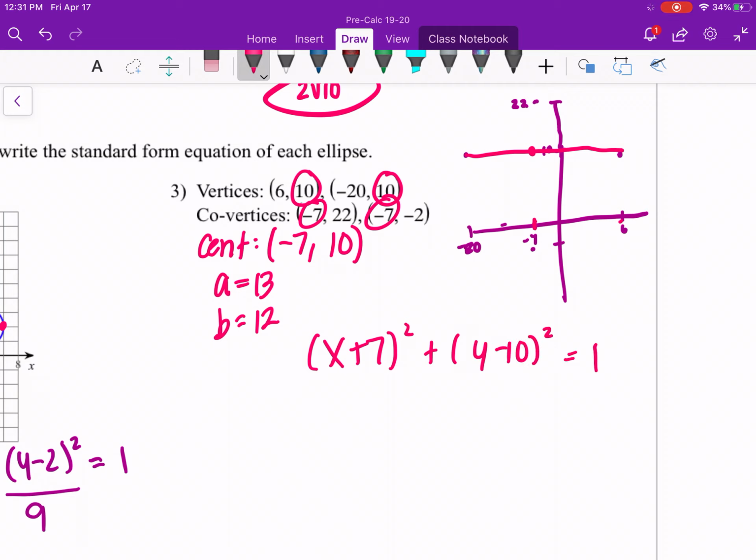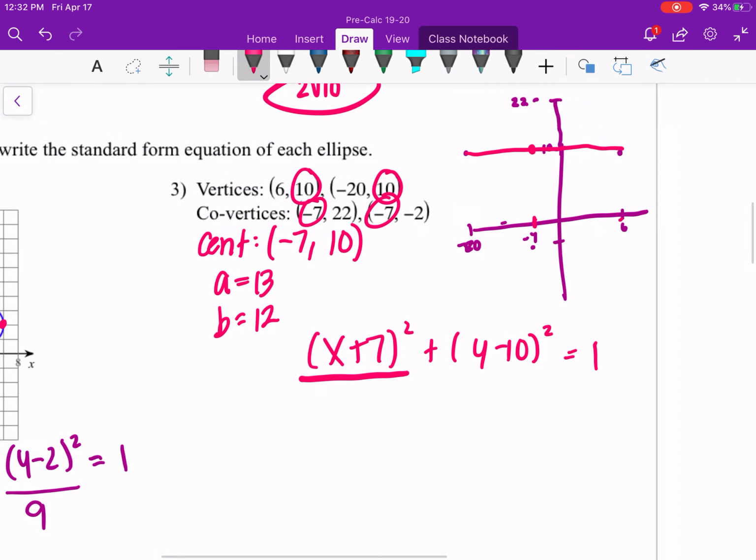And your vertices went in the horizontal direction if you look at the coordinates. And so that means that A goes under the x term because x is the horizontal axis. And so 13 squared. And then your B values go up and down, and so that goes under the y term. And so B squared. And then that's your equation.